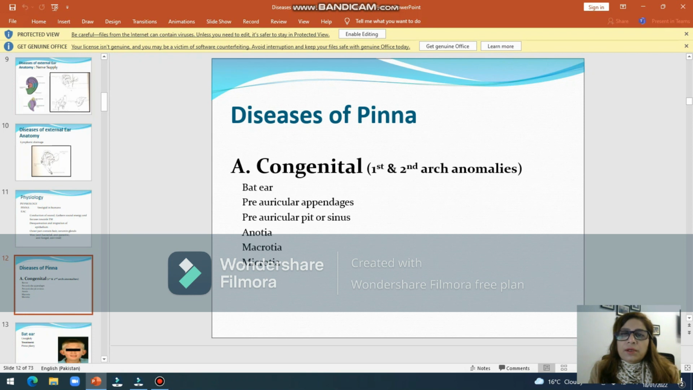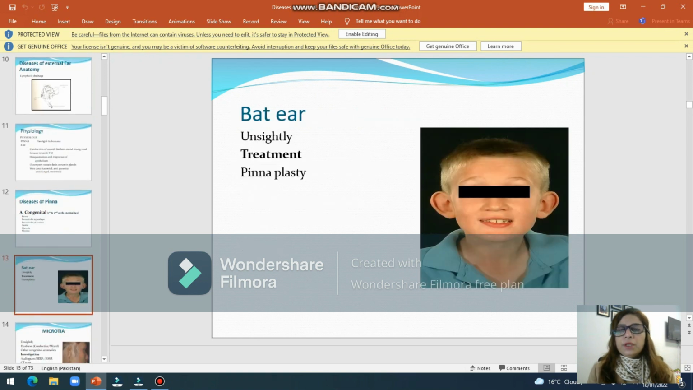These tubercles join and fuse to each other and form the pinna. Failure of fusion of this tubercle or persistence of some tubercle leads to some congenital anomalies. So, the external auditory canal is the first branchial cleft. So, failure of fusion can lead to some problems.